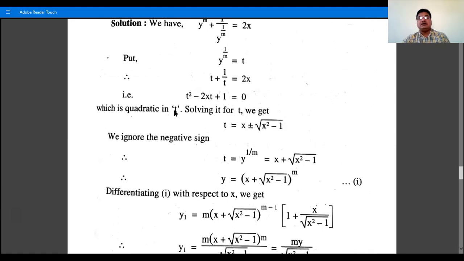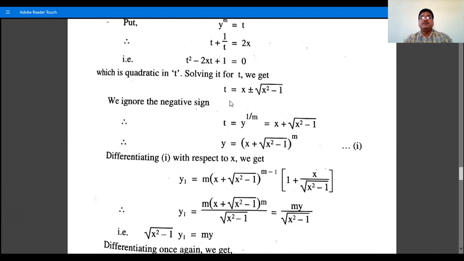And this is the quadratic equation in t, like ax square plus bx plus c is equal to 0. That is the quadratic equation. And so after solving this for t, what is the formula? t is equal to minus b plus minus root b square minus 4ac divided by 2a. We have t is equal to x plus minus root x square minus 1.